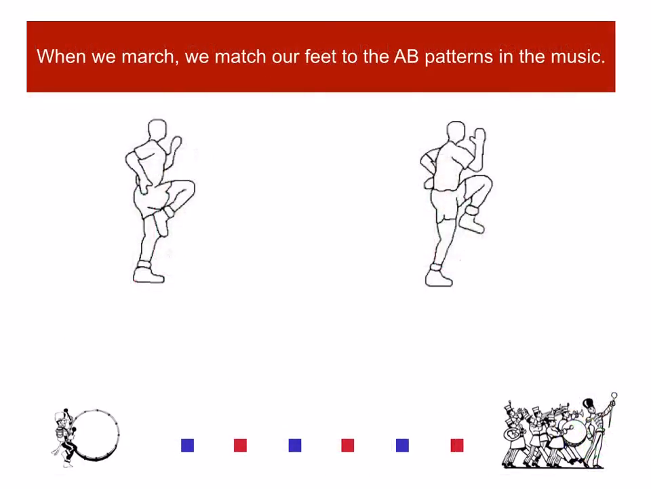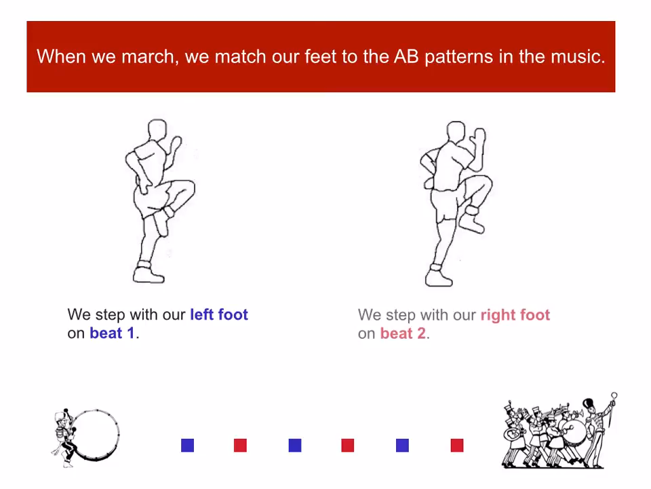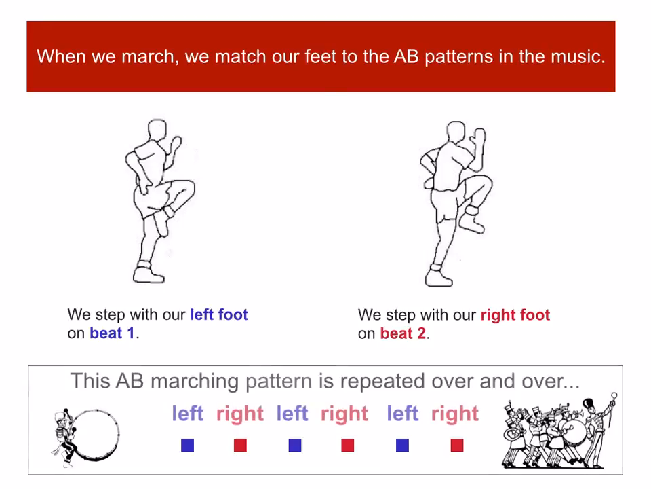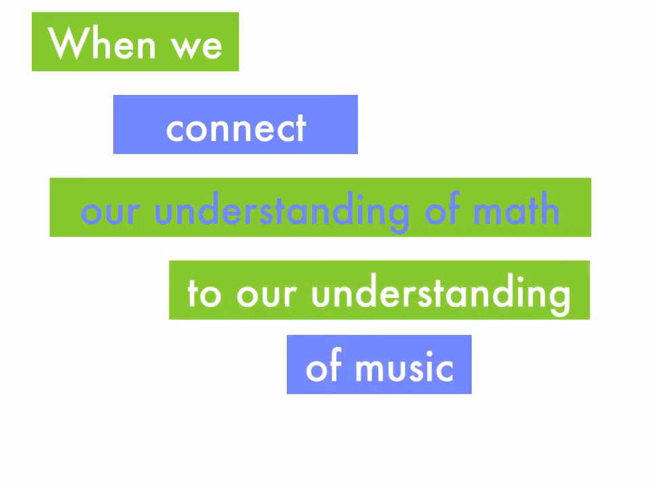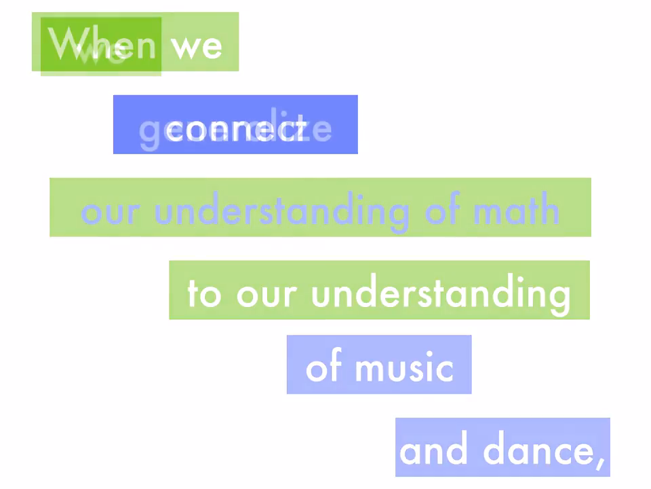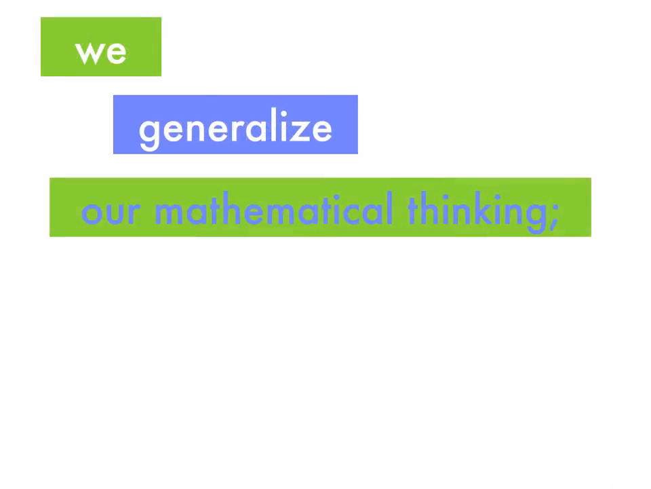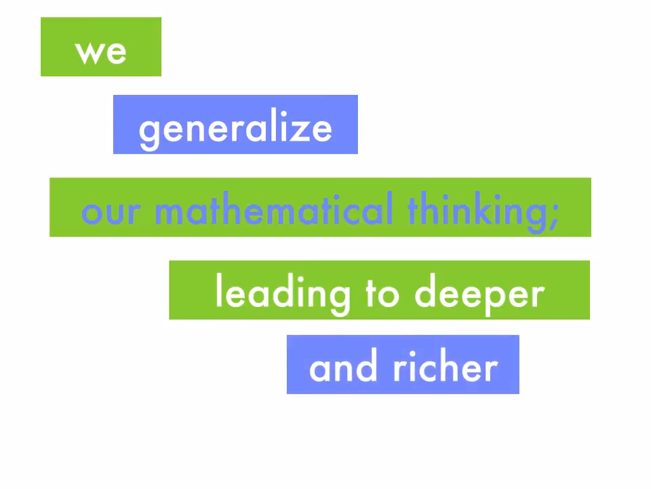When we march, we match our feet to the AB patterns in the music. We step with our left foot on beat one. We step with our right foot on beat two. And we repeat this AB movement pattern over and over. Left, right, left, right, left, right, left, right. When we connect our understanding of math to our understanding of music and dance, we generalize our mathematical thinking, leading to deeper and richer meaning.